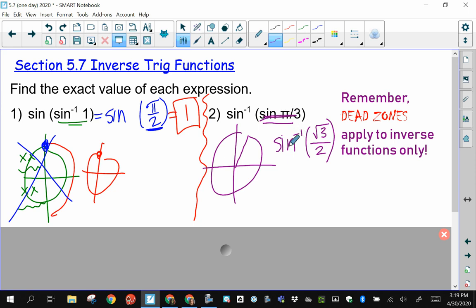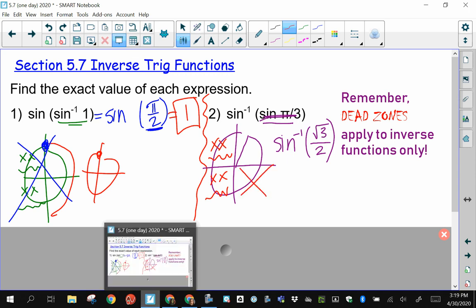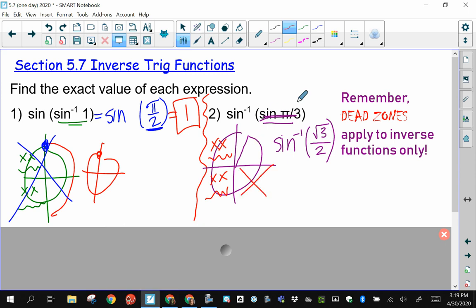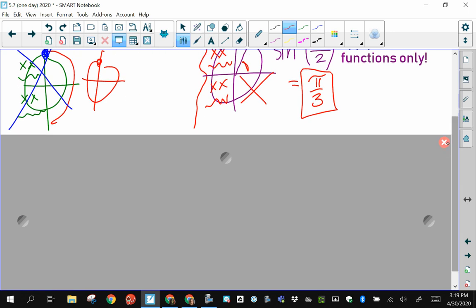Now I need to do the next part, which is inverse sine, and that means I should be thinking about those dead zones. Being asked to find the inverse sine of positive, well, that rules out quadrant 4, so we have to be in quadrant 1, and root 3 over 2 is going to happen at pi over 3. So here is another example of a problem in which we ended up with the original input value. Again, that doesn't always happen.